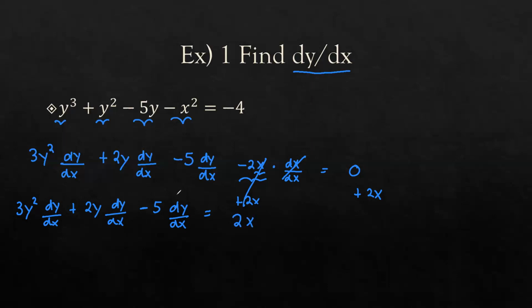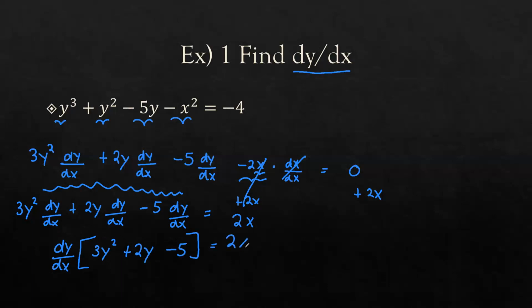Okay, so now that we have all dy dx on one side, let's factor out dy dx because they all have that dy dx. So factor it out. And then this is going to be 3y squared plus 2y minus 5 bracket equals 2x. And then solve for dy dx. So get rid of this 3y squared plus 2y minus 5 by dividing both sides by itself.